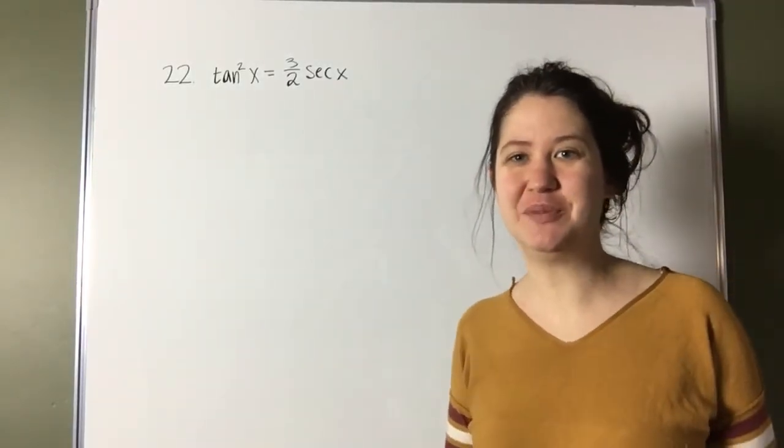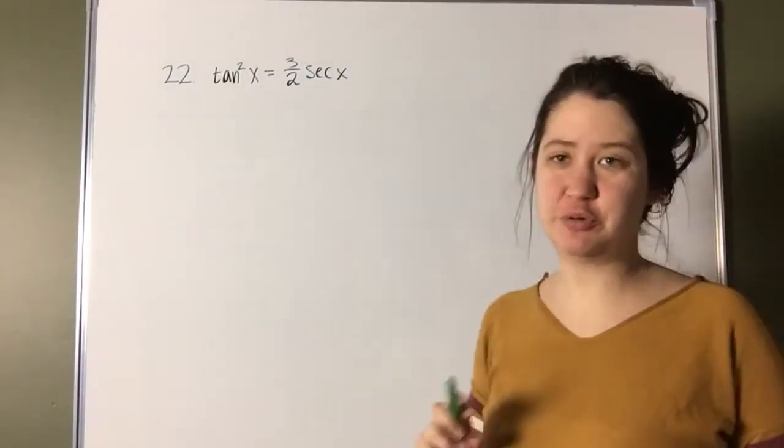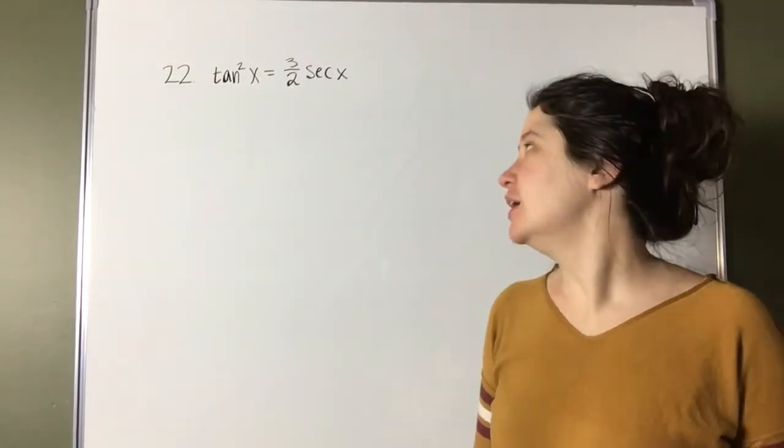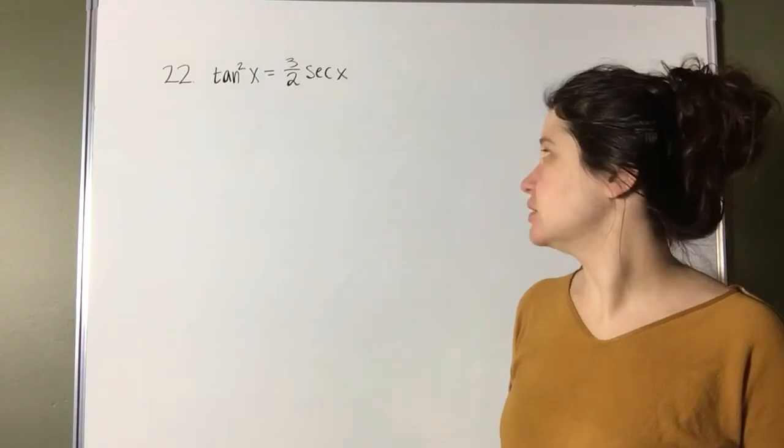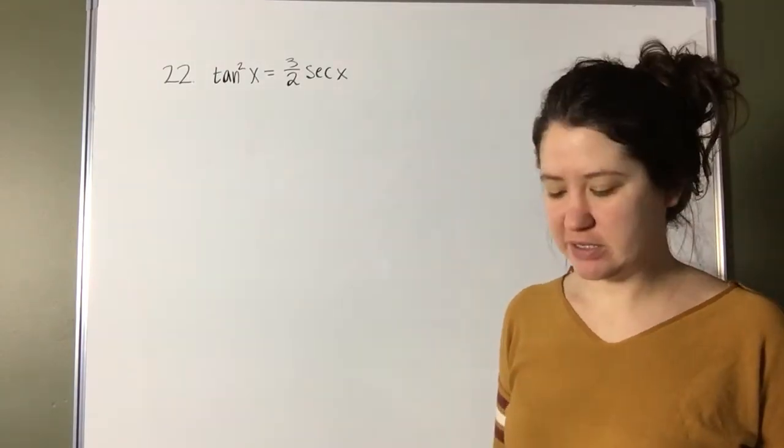Hey everyone, so I'm going to make a video about problem number 22 from 10.7 part 1. It's tangent squared equals 3/2 multiplied by secant, and we're trying to solve for x.